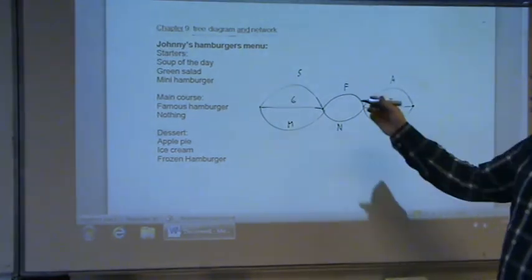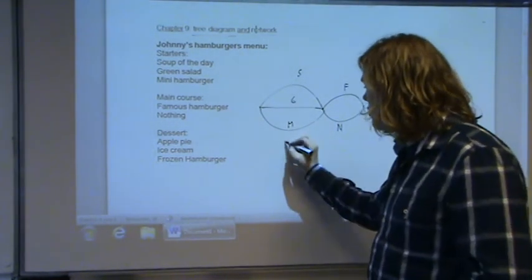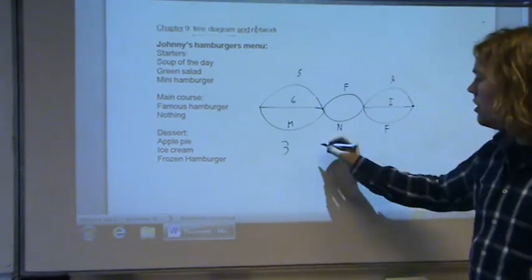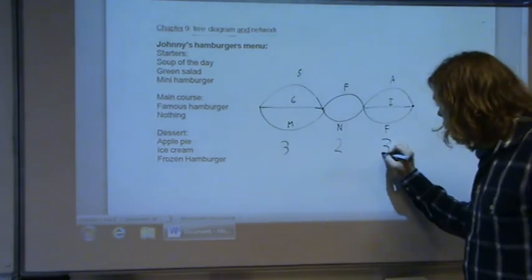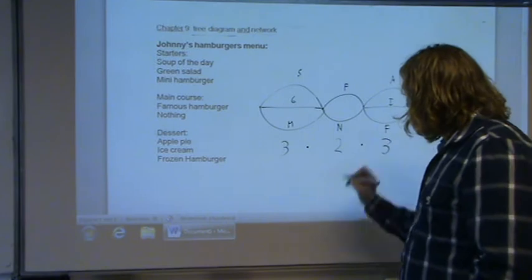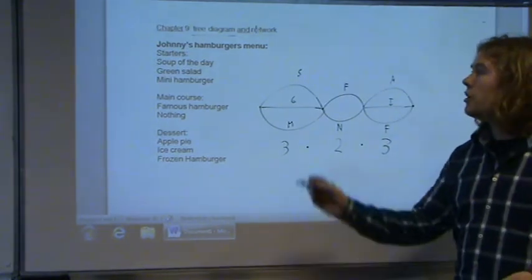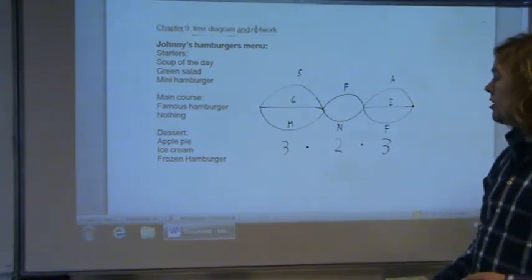So what do you have to do? Here you have 3 possibilities. 3. My marker's a bit empty. 3. Here you have 2 possibilities, and here you have 3 possibilities. So what if we just multiply this and we multiply this? We already know what has to be the answer. We just see it with the tree diagram. It has to be 18. So 18 is the number of combinations.